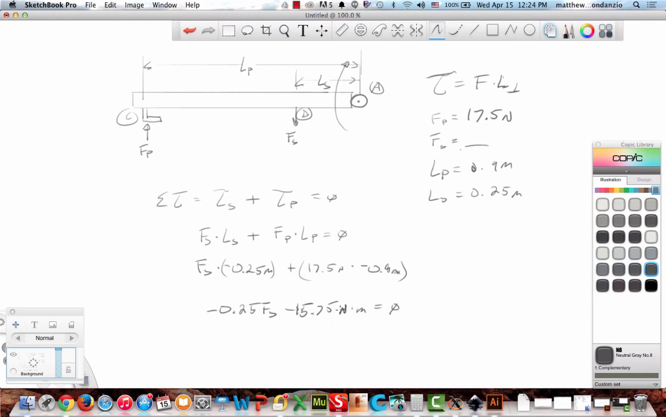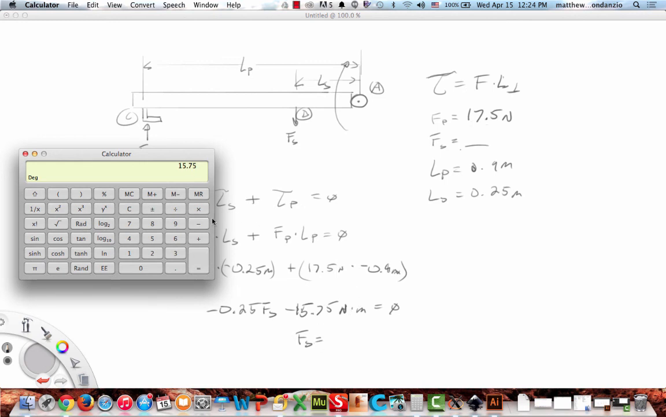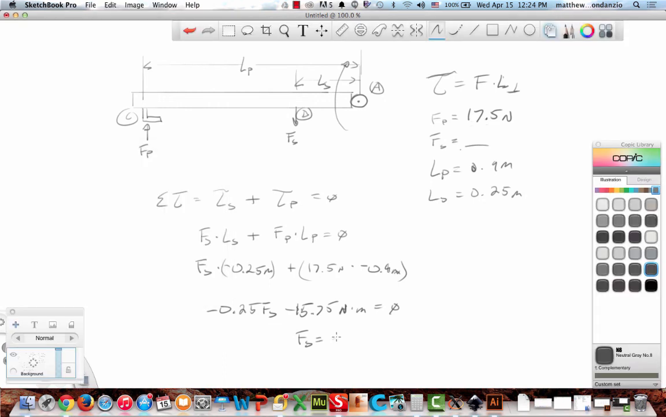Now we have one equation, one unknown. So the spring force is going to be equal to 15.75, positive, divided by a negative 0.25. So we're actually having to put negative 63 newtons of force on that door, on that spring. That's a lot of force.